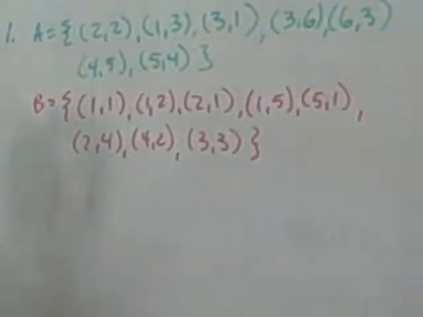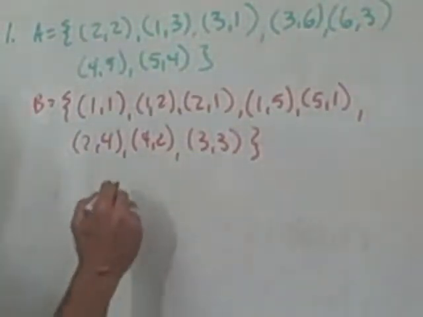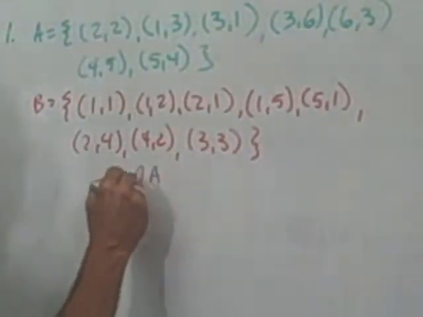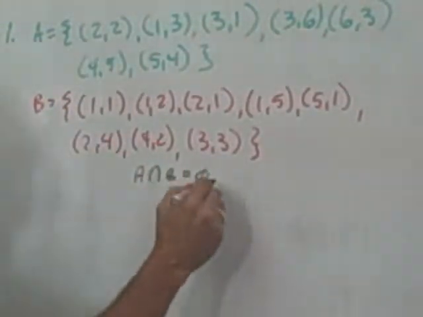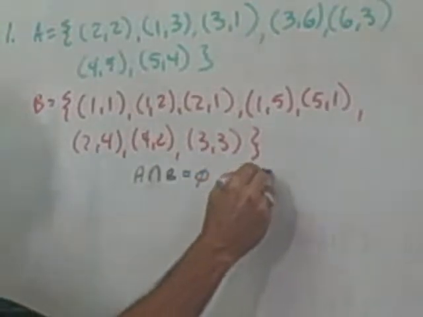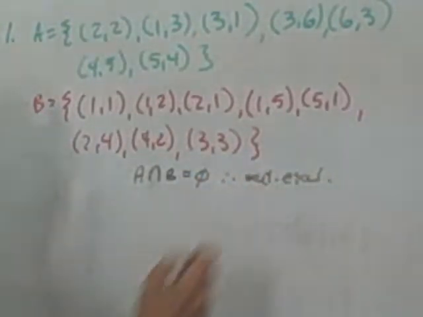These 2 sets do not intersect, so they're mutually exclusive. So A intersect, let's write it this way, A intersect B is the empty set, so therefore they're mutually exclusive. All right, that's the first one.